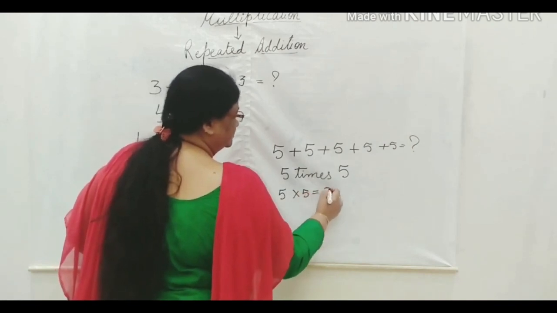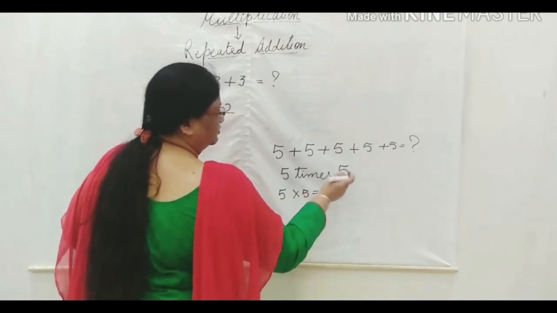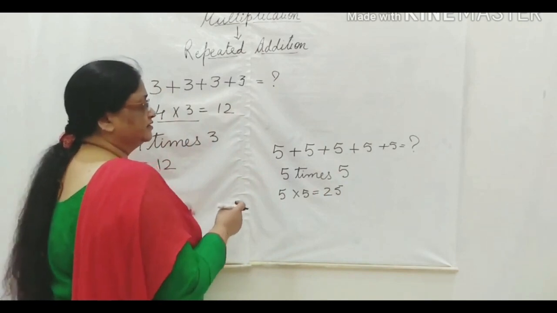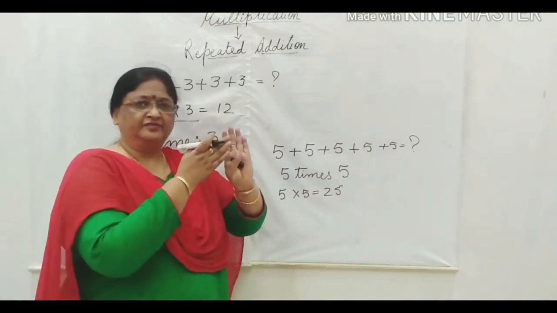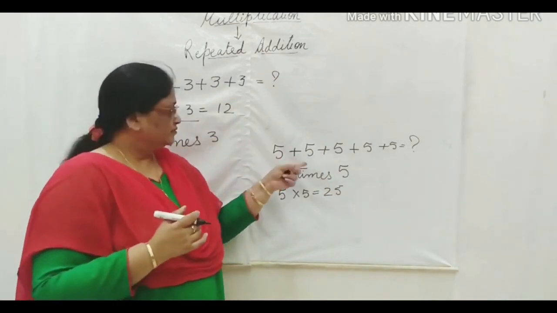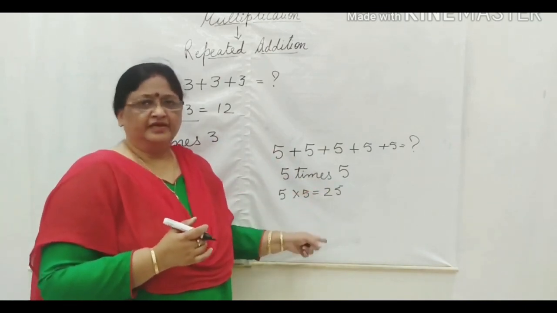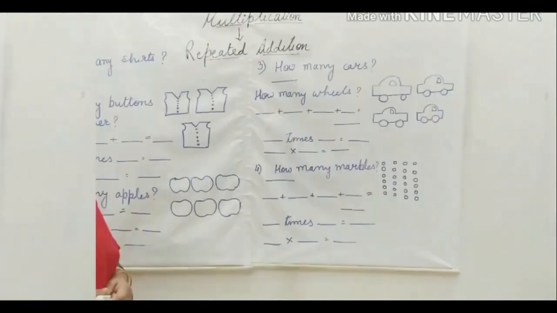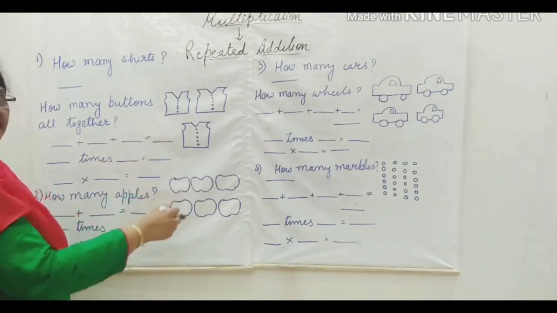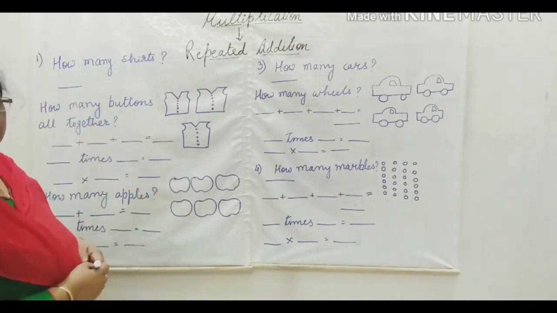So 5 5s are 25. We have got the answer. Instead of adding 5 times every time, we multiply directly and we get the answer. We'll do some more examples, children. Here are some of the examples I have given you. So let's do these examples.